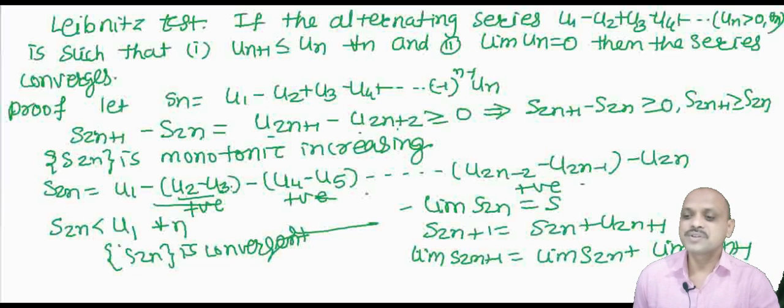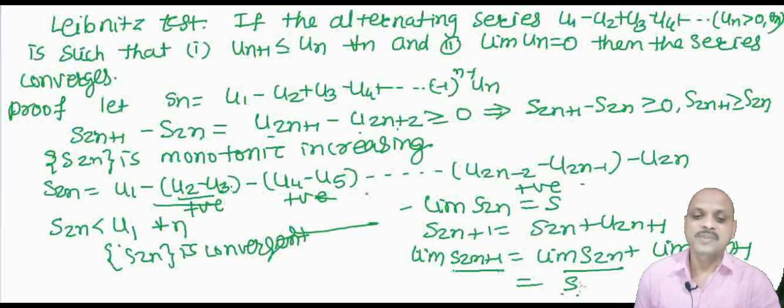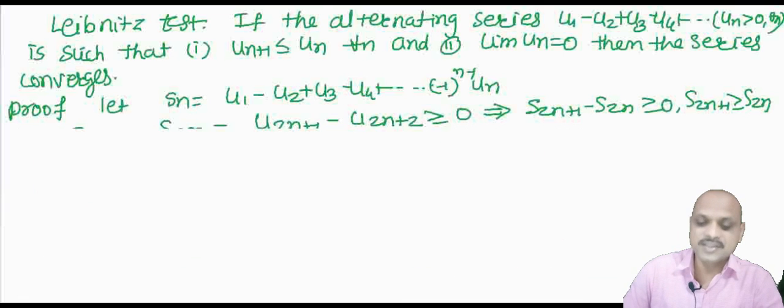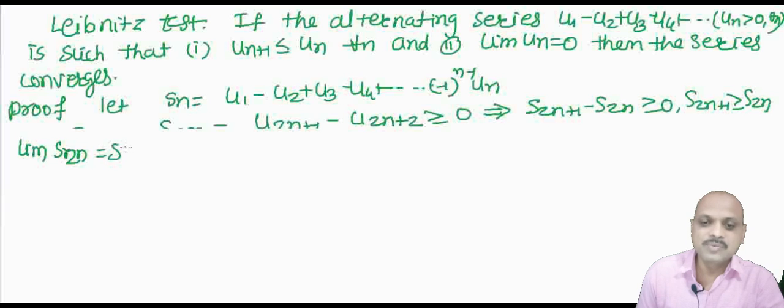Now the limit of un equals 0, so the limit of this term equals 0. So the limit of S2n+1 is equal to S. That means the sequence of odd partial sums and the sequence of even partial sums both converge to the same number. S2n converges to S, and S2n+1 converges to S. Now we show that any term also converges to the same number. So let us write this conclusion once again: both the even terms and odd terms converge to the same number, that is, the limit of S2n equals S equals the limit of S2n+1.